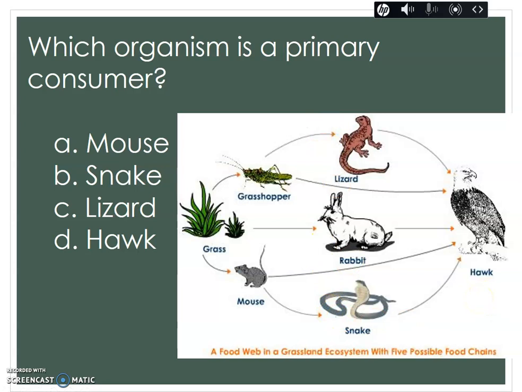So the question is, which organisms are primary consumers? So the mouse, yes, that would be a primary consumer. The snake would not. The snake would be a producer, primary, secondary consumer. It would be a secondary. The lizard would also be a secondary, and the hawk could be secondary or tertiary. So the only one in this scenario that could be a primary consumer would be the mouse.